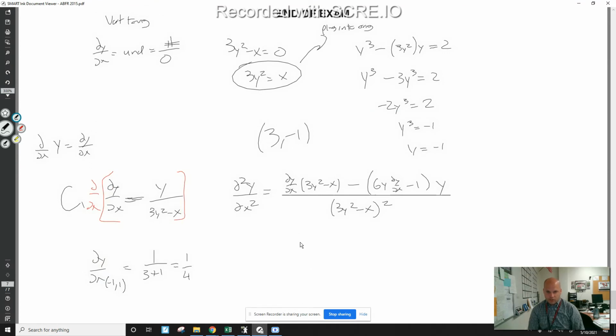So this is 1/4. Okay, 3 times 1 minus negative 1. So that's going to be 4. Minus 6 times 1 times the fourth minus 1 times 1 over 3 times 1 squared minus negative 1 squared.